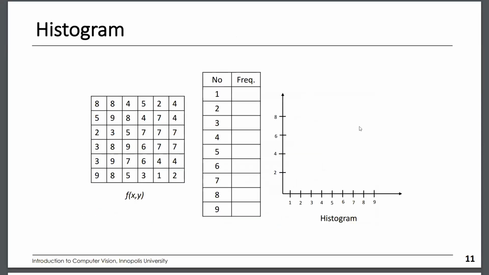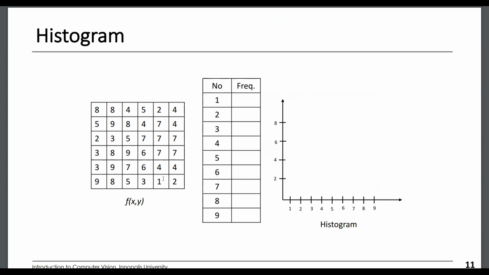So how do we build a histogram? Very simply. Let's do it together. Let's say number 1. How many ones do we have? Just one. How many 2s do we have? 1, 2, 3. How many 3s do we have? 1, 2, 3, 4. How many 4s do we have? 1, 2, 3, 4, 5, 6. How many 5s do we have? We have 1, 2, 3, and 4.